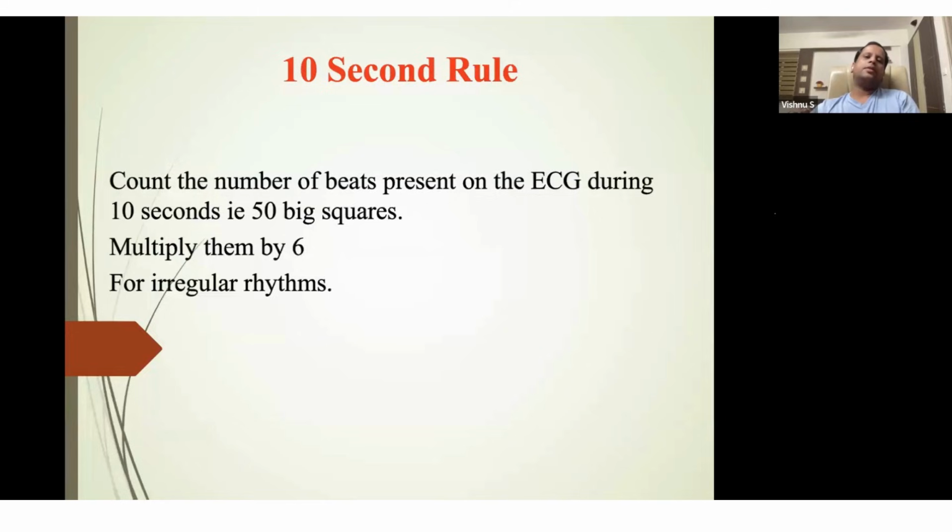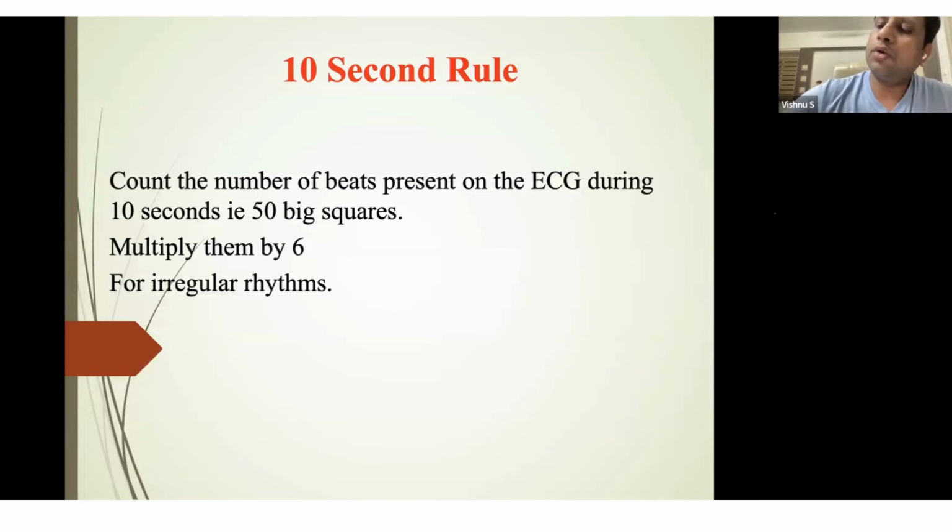But if the rhythm is irregular, this rule we can't apply. Usually in atrial fibrillation with fast ventricular rate or in irregular tachycardias, in that case, we have to find it out. With 10 seconds you have to count the QRS complexes.